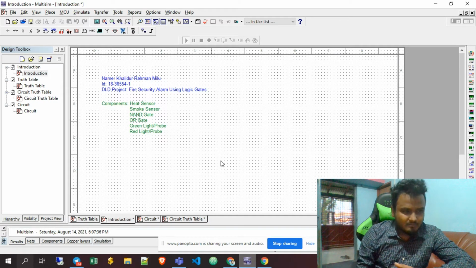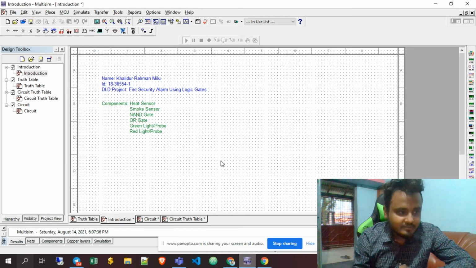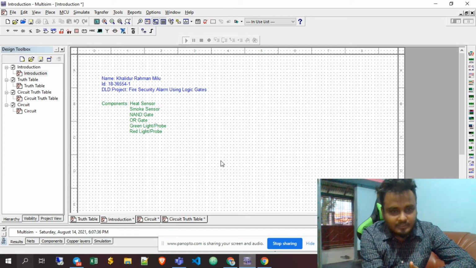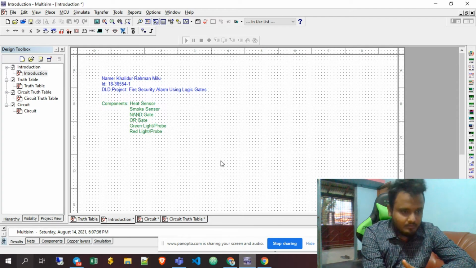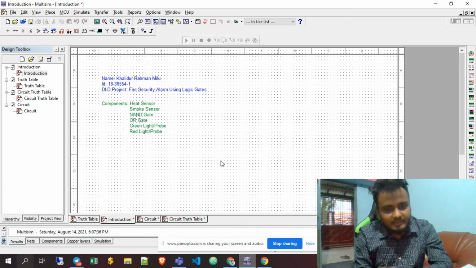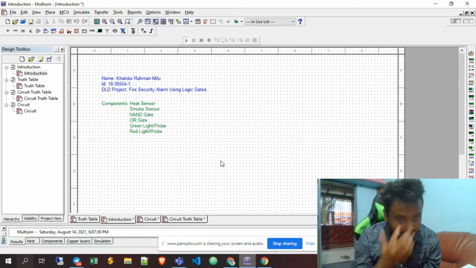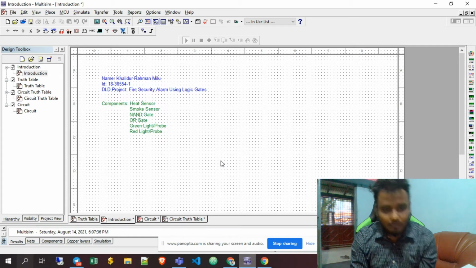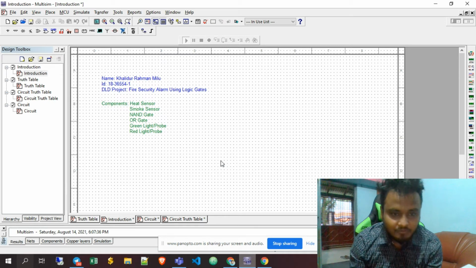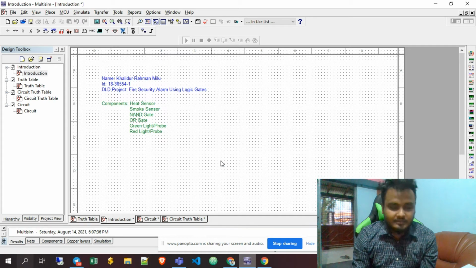So, our DLD project name is Fire Security Alarm using logic gates. Here are the components we are using: heat sensor, smoke sensor, NAND gate, AND gate, OR gate, green light or probe, and red light or probe.